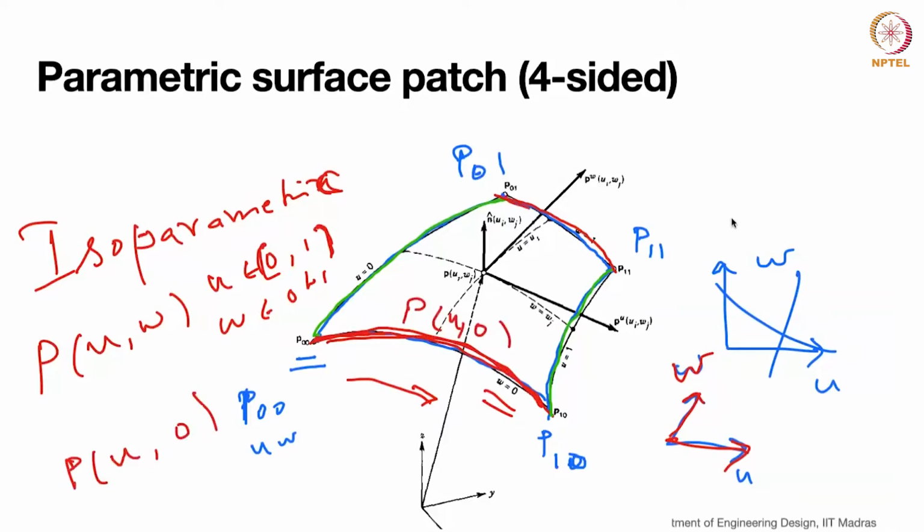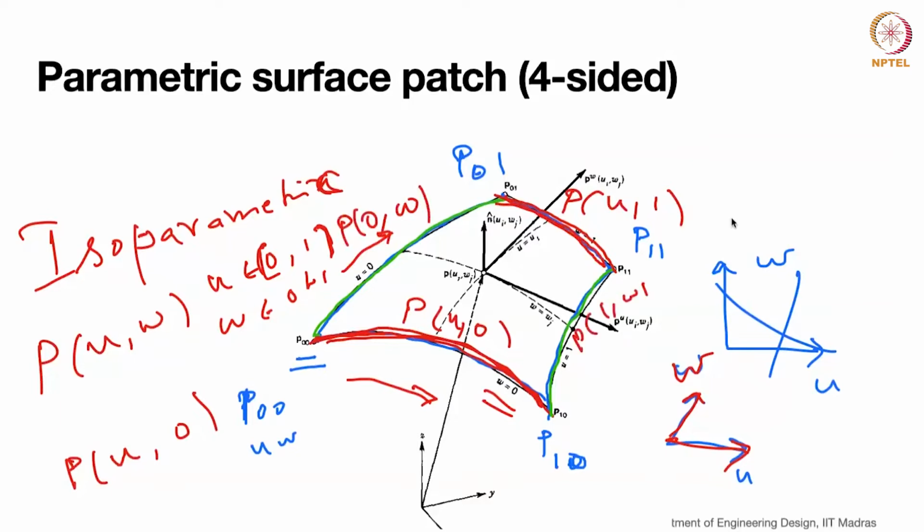What about this curve at the top? How do you notate it? P of U comma 1. Okay, what about this one? At this level, remember, U is equal to 0, W is varying. So how do you notate this curve? 0 comma W, and thereby this becomes P of 1 comma W.